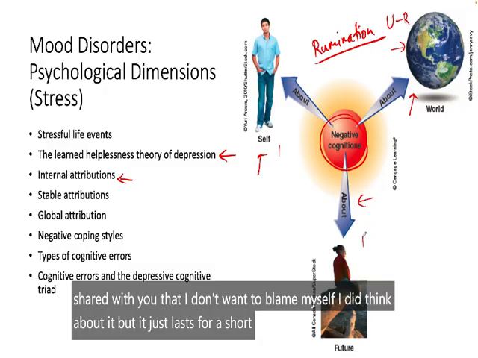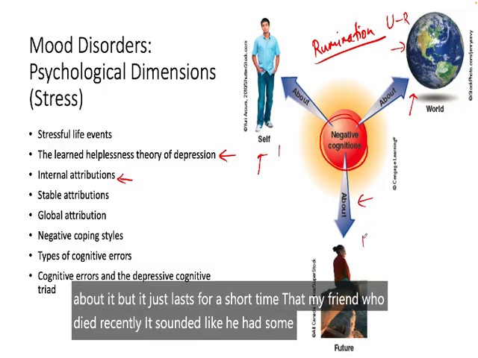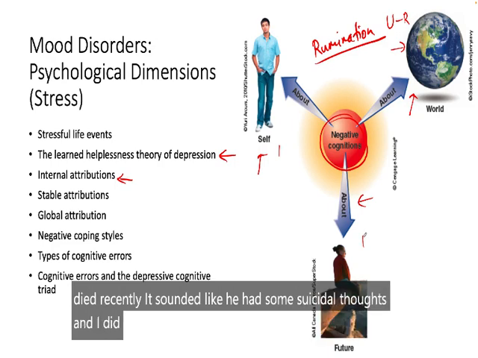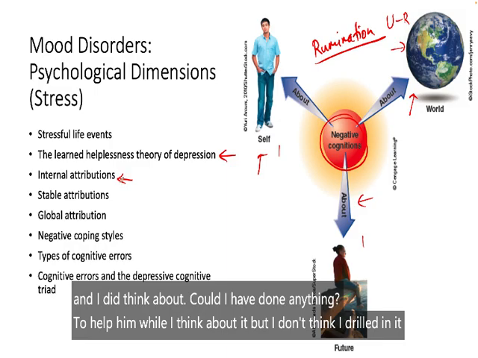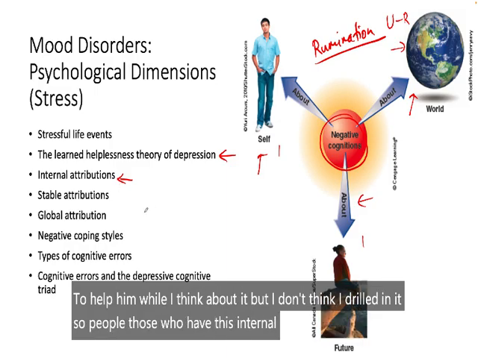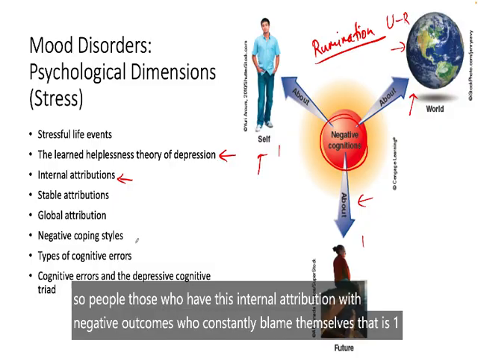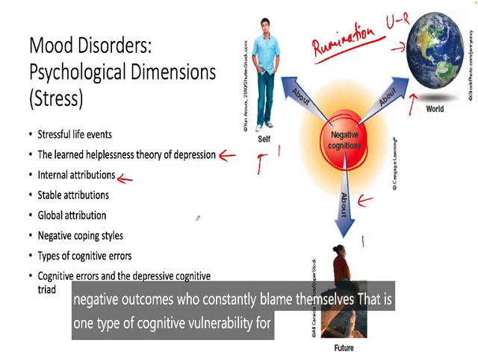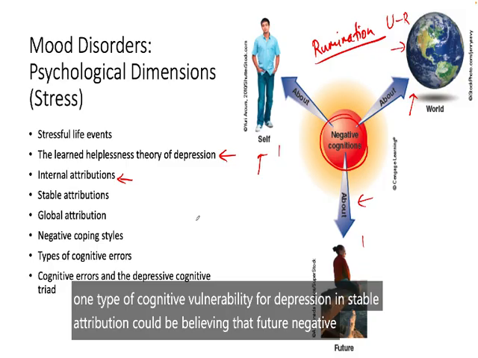My friend who died recently, it sounded like he had some suicidal thoughts, and I did think about whether I could have done anything to help him. Well, I think about it, but I don't think I dwelled on it. So people who have this internal attribution with negative outcomes, who constantly blame themselves, that is one type of cognitive vulnerability for depression. And stable attribution could be believing that future negative outcomes will be your fault.